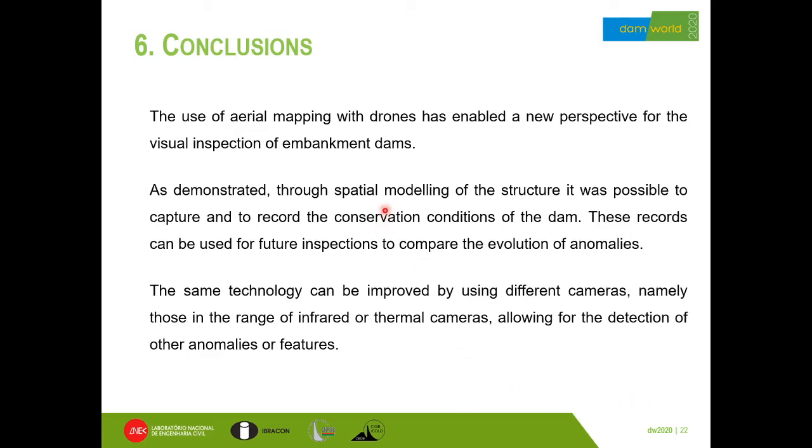Conclusions. The use of aerial mapping with drones has enabled a new perspective for the visual inspection of embankment dams. As demonstrated through spatial modeling of the structure, it was possible to capture and record the conservation condition of the dam. These records can be used for future inspections to compare the evolution of anomalies. The same technologies can be improved by using different cameras, namely those in the infrared or thermal range, allowing for detection of other anomalies and features.